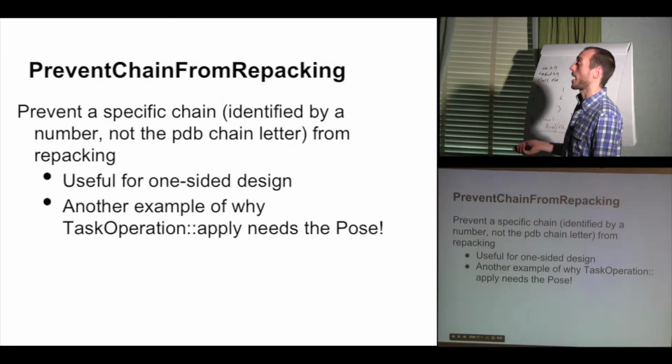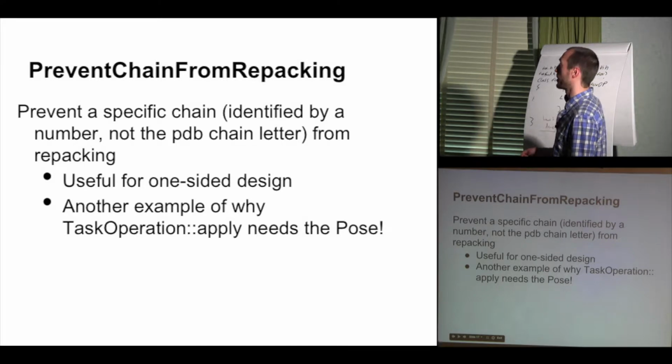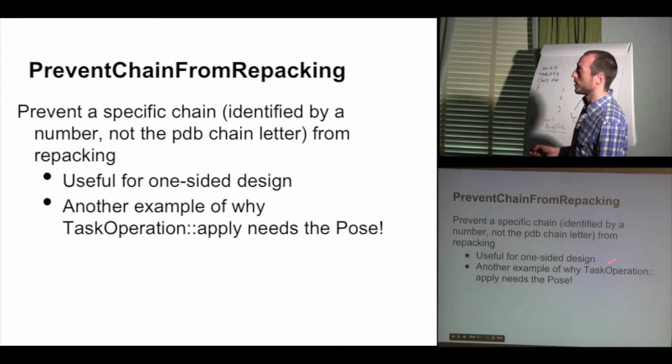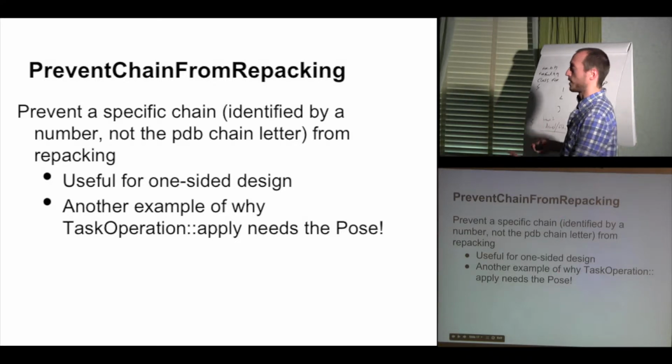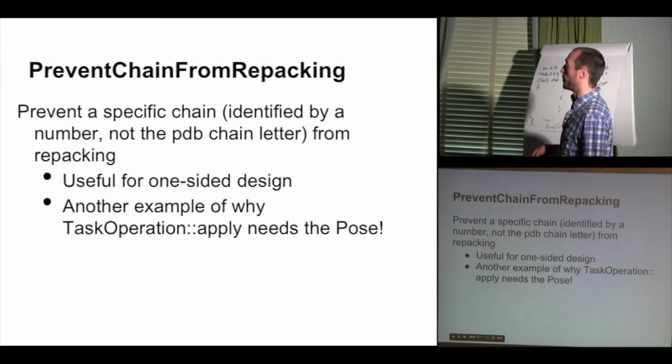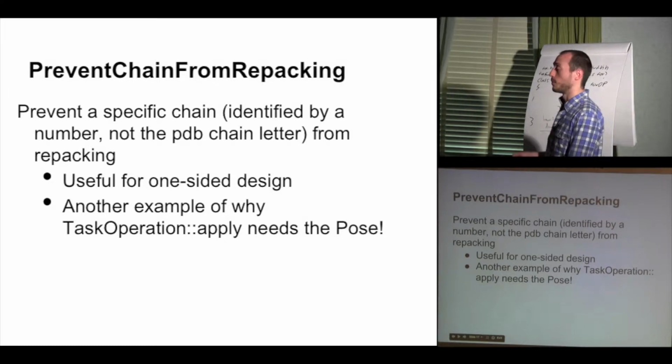Prevent chain from repacking is another task operation that's a good example of why you might want a pose in the apply. This very simply prevents a specific chain from repacking at all. It's identified by a number, not a PDB chain letter, so that's something to look out for. So it essentially removes all of the rotamers for the given residues of a specific chain.